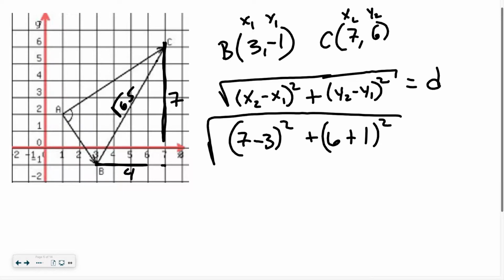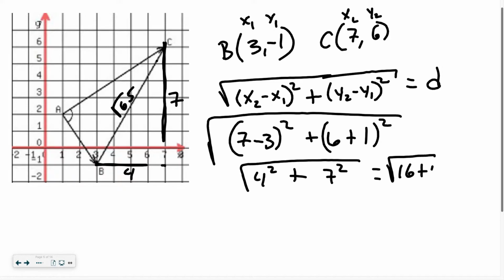Okay? Well, what's 7 minus 3? 7 minus 3 is 4 squared plus, 6 plus 1 is 7 squared. And don't forget, this is all square rooted. And so what does this equal? Well, 4 squared plus 7 squared, I end up with the square root of 16 plus 49. And here we go. This is equal to the square root of 65. Okay, that's how you use the distance formula in an example.